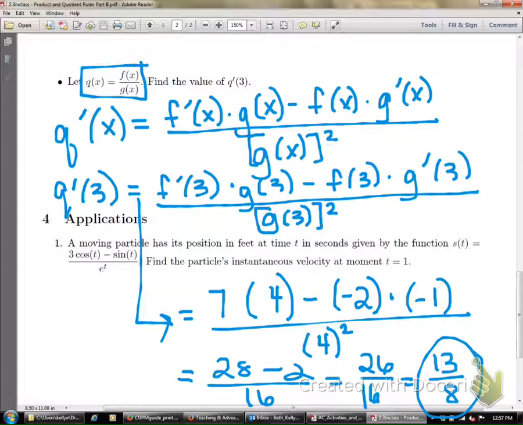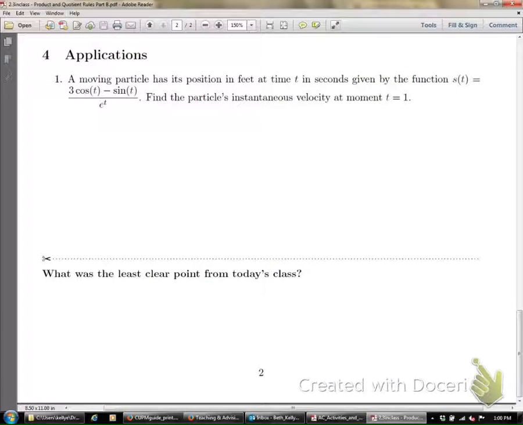Last question. We're going to move on to this applications question. All right, here we have a moving particle, and it has position in feet at time t in seconds, and it's given by this function s of t, and it is 3 cosine of t minus sine of t all over e to the t. And we want to find the particle's instantaneous velocity at moment t equals 1.